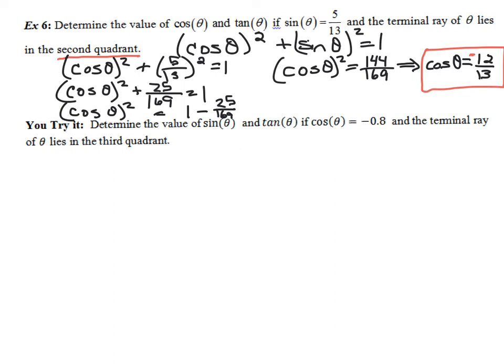Now, if I want to find the tangent, then I'm going to say the sine divided by the cosine. So 5/13 divided by negative 12/13. Remember how we keep the first fraction and multiply by the reciprocal of the second one. And in this case, I see that the 13s are going to cancel. So my answer for tangent is negative 5/12. You'll notice that the positive or negative answer for tangent comes out correctly if I have included the sine and the cosine positive or negative correctly.